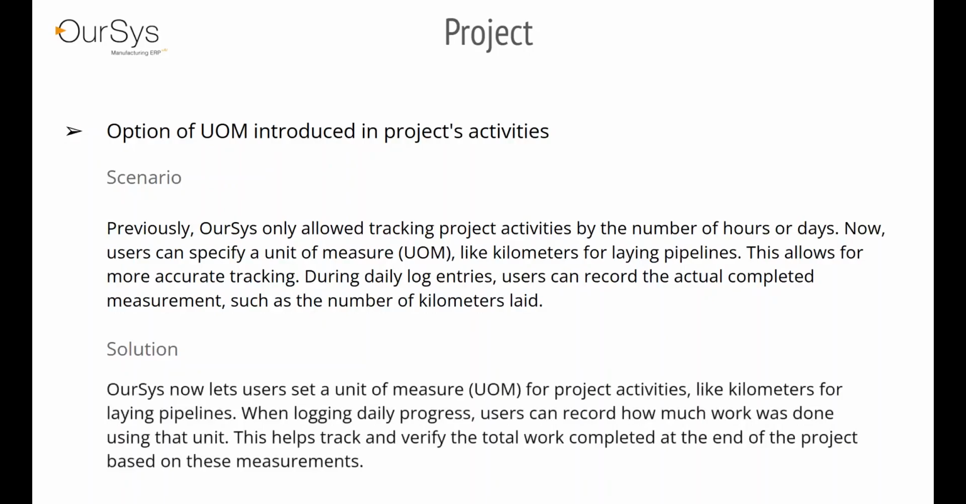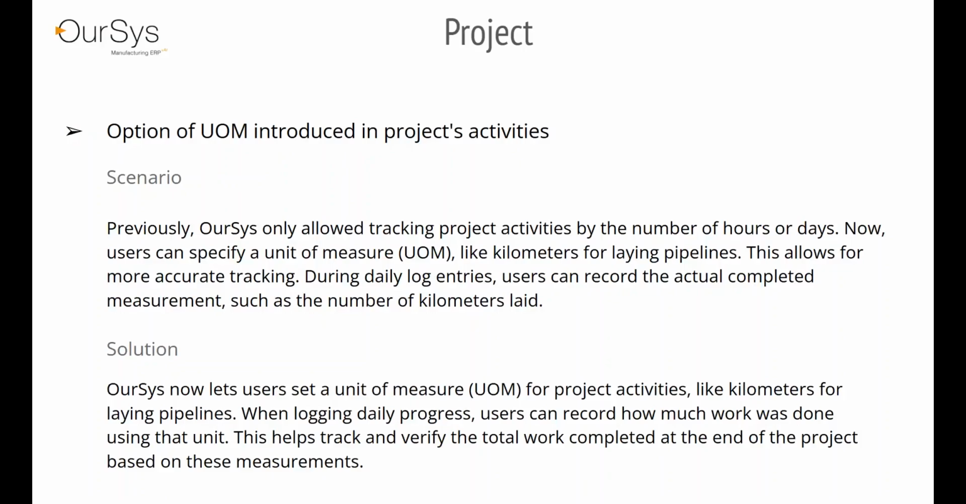Option of unit of measurement introduced in the project activities. In the past, OurSys only let users track project activities based on hours or days. Now users can choose other units of measurement also, like kilometers, for tasks such as laying pipelines. This makes it easier to track progress more accurately.